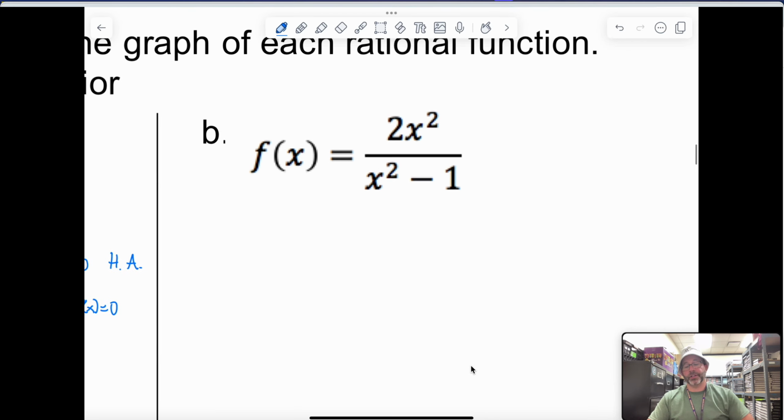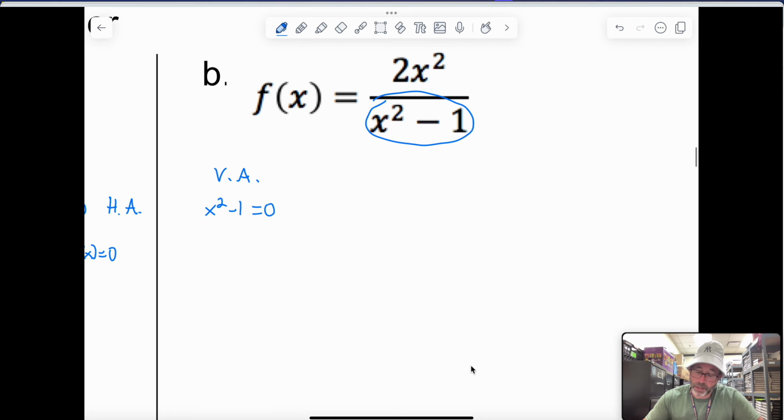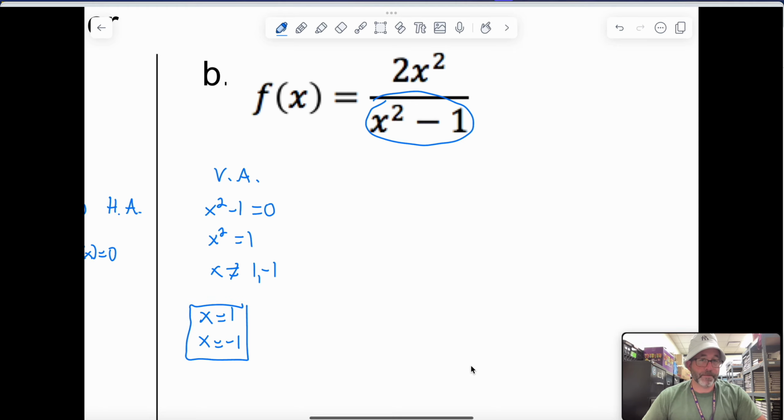So we have a situation in this one where we have a denominator. Let's do the vertical asymptote first. We know that x squared minus 1 cannot equal 0, because that would make it undefined. x squared cannot equal 1, so x cannot equal 1 or -1. So my vertical asymptotes would be x equals 1 and x equals -1. Two vertical lines here.